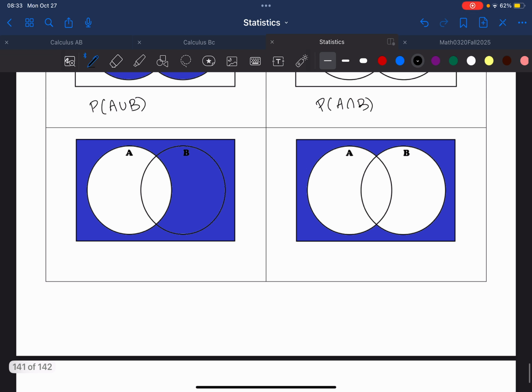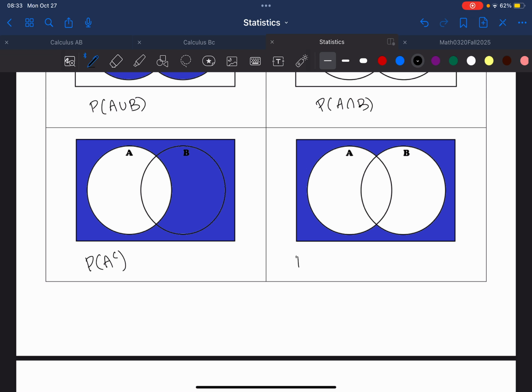If we had the probability of A complement, remember A complement is 1 minus the probability of A. This is the probability of A not happening, or we say the complement of A. So the probability of A not happening is everything else. So that is not only B, but the sample space, or that box around the entire thing. So that shading represents the probability of A complement.